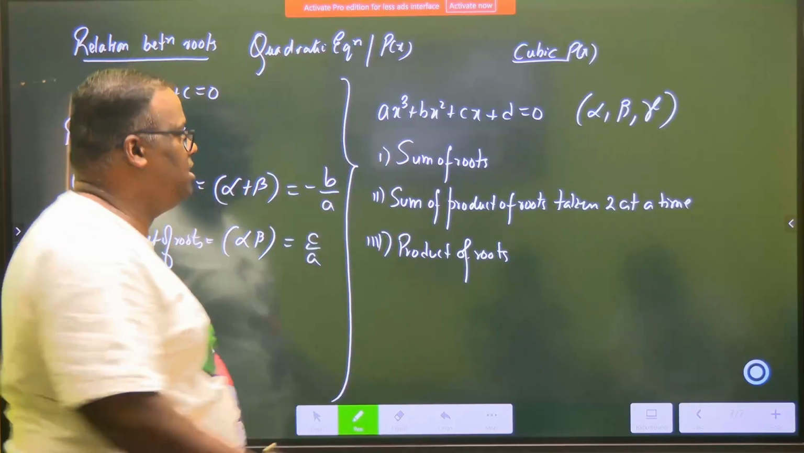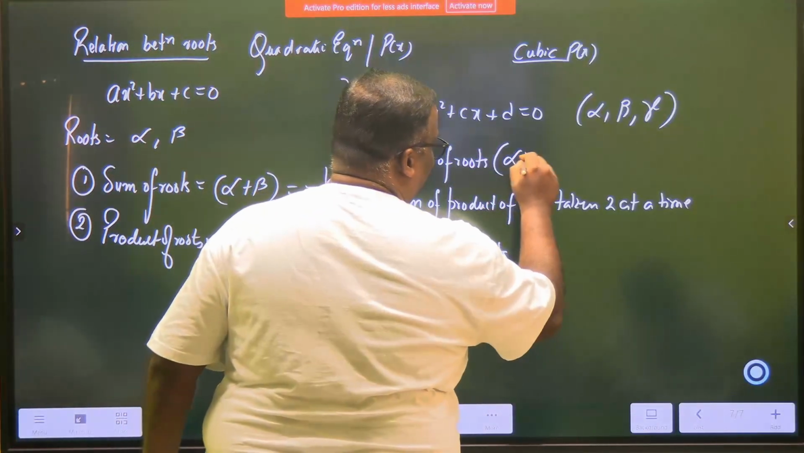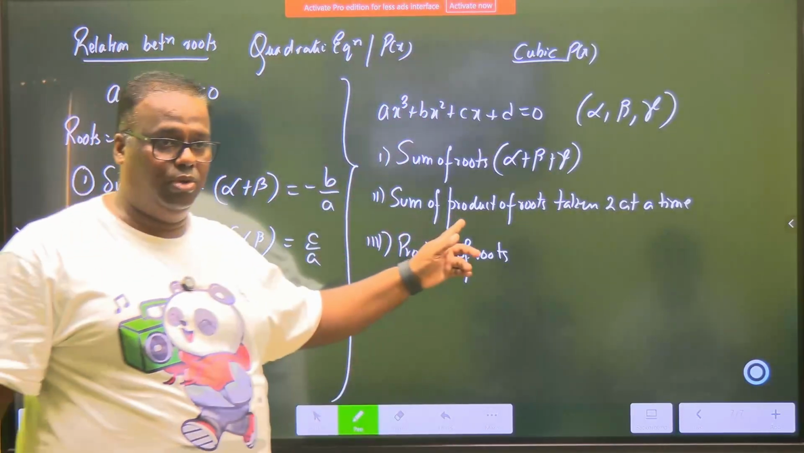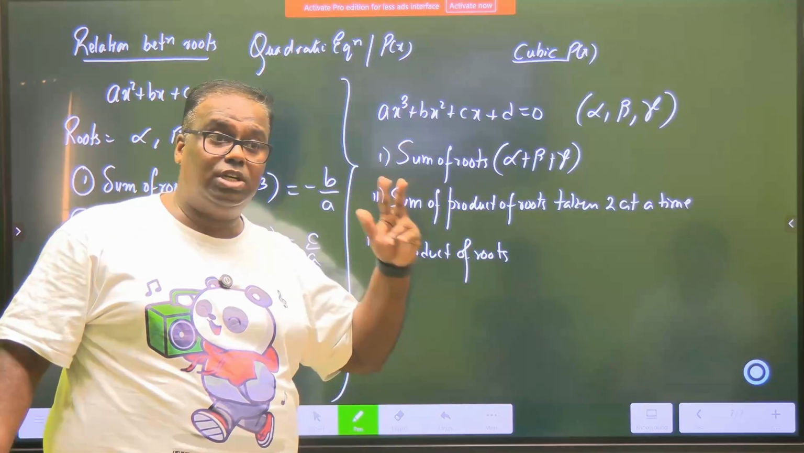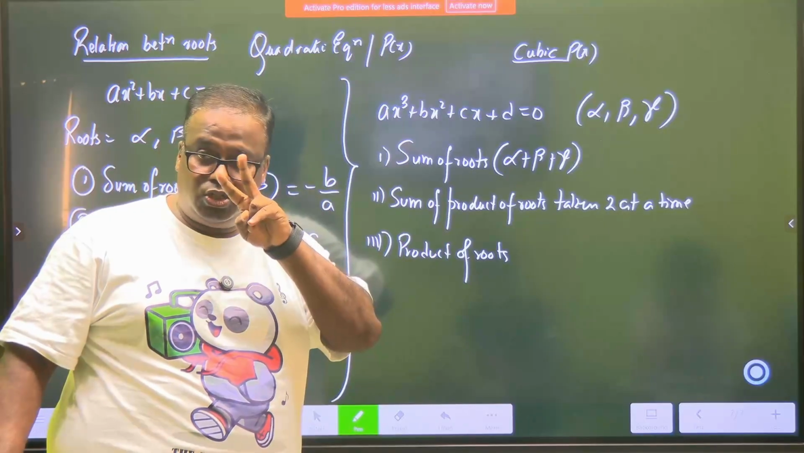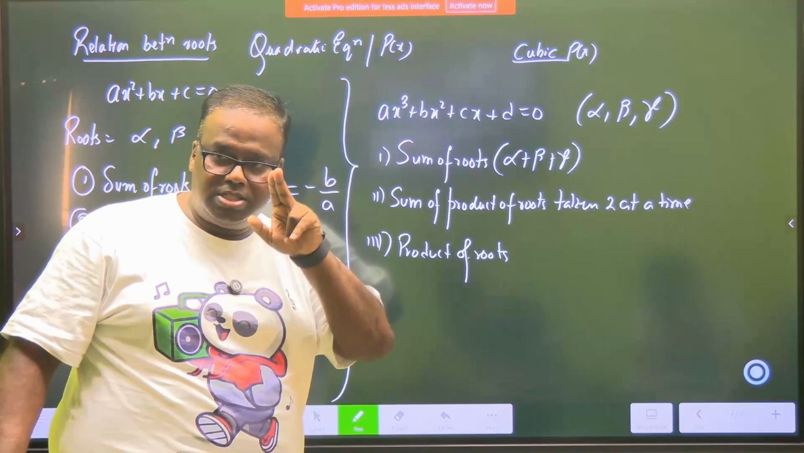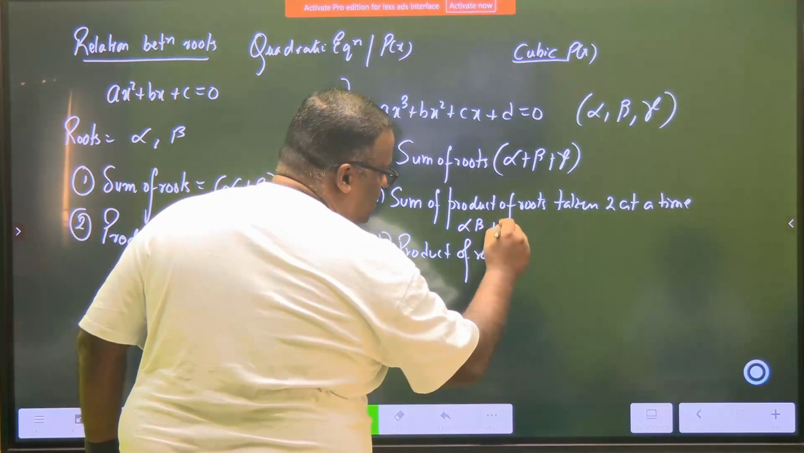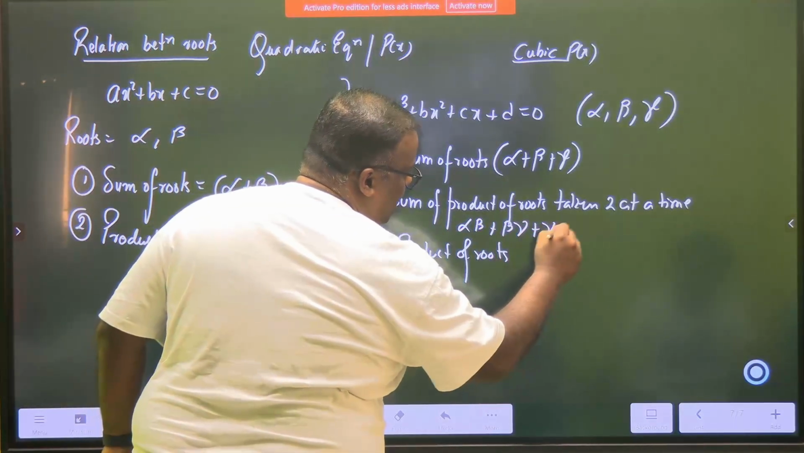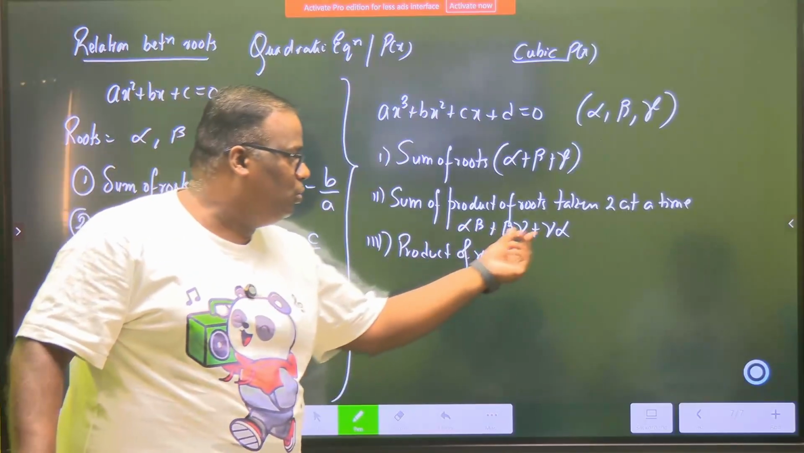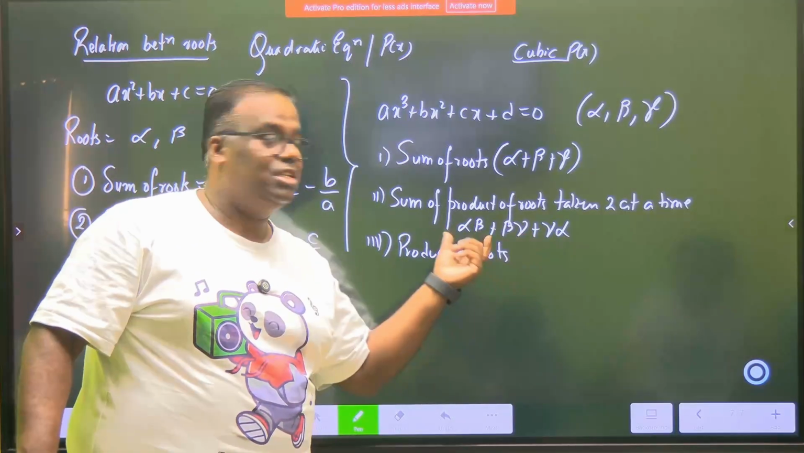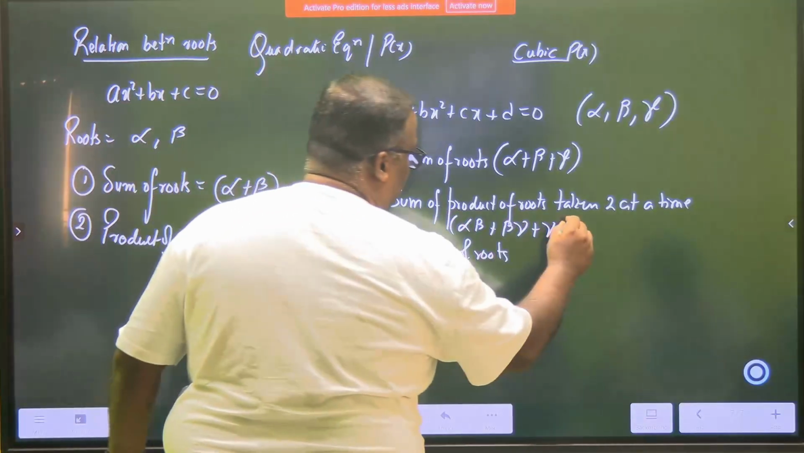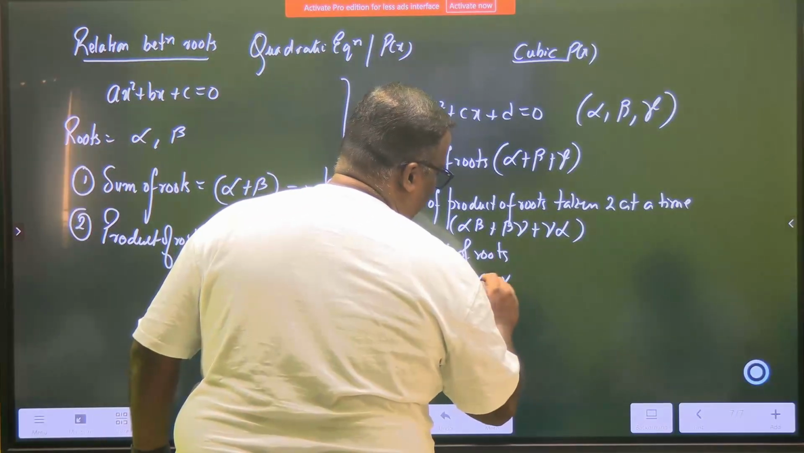So let's understand this. This is very simple. Alpha plus beta plus gamma. Understand this, then write. Look at the board. Sum of product of roots taken two at a time. You will take two roots at a time, make their products, and then take the sum. So this is alpha beta plus beta gamma plus gamma alpha. Product of two roots at a time and their sum. Sum of product of roots taken two at a time. Okay? And the third one is very easy, alpha beta gamma.